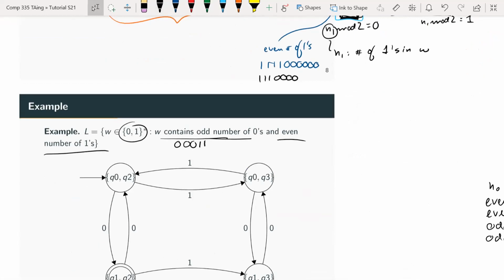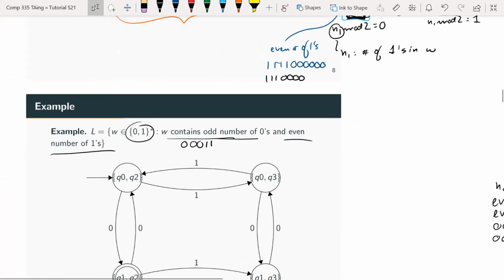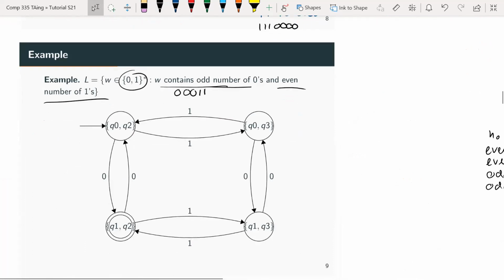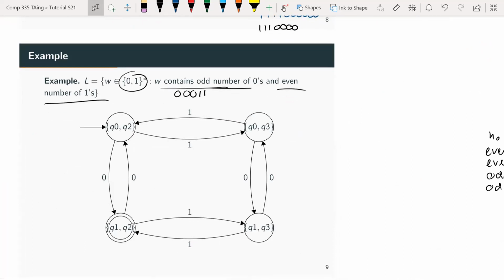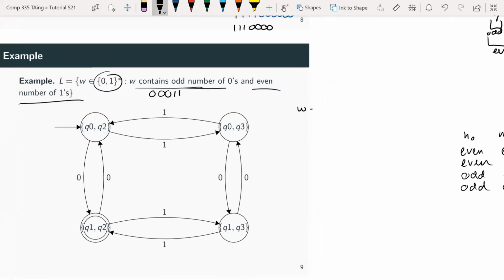So if we think of the smallest string that we can read, which is lambda, we know that this has an even number of ones and an even number of zeros.